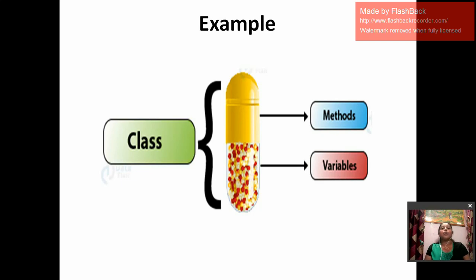So all the compositions we need for a particular disease are included inside that capsule. That means the capsule is actually the class, and the beads or compositions inside the capsule are considered as methods and data or variables. So this is how object-oriented programming emphasizes encapsulation of data. It is also the hiding of data from the outside world.